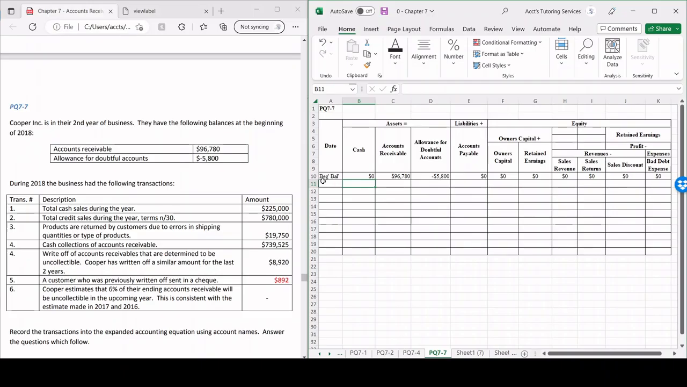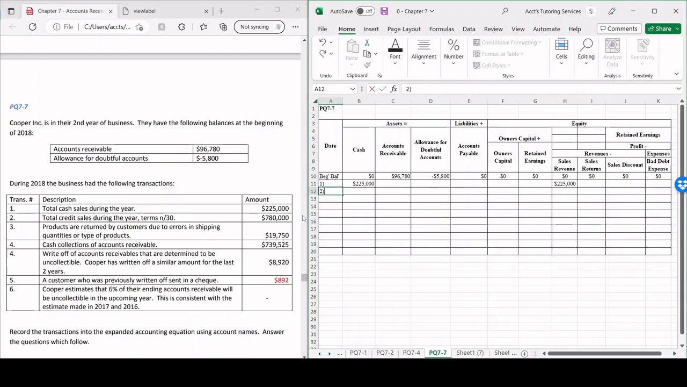Okay. Then transaction number 1 is total cash sales during the year. So remember, this is cash sales. Cash is going up by 225,000. Sales revenue is also going up by 225,000 because we earned revenue. We earned income. Transaction number 2 is total credit sales during the year, terms N30.